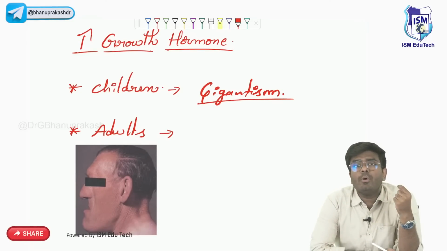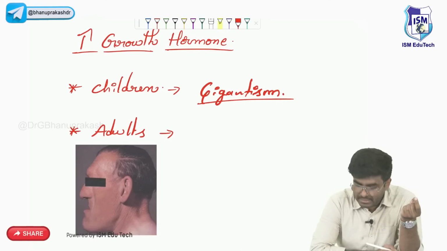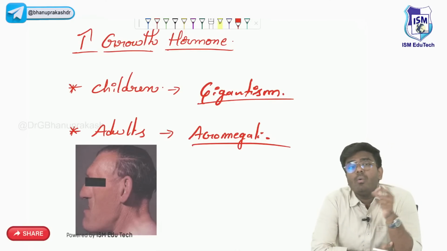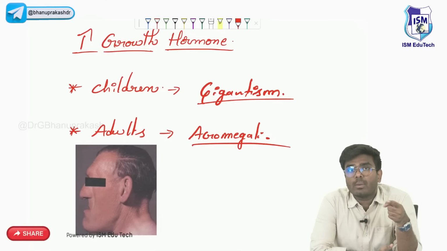Now, if there is an excessive amount of growth hormone in adults, the condition is called acromegaly. So what exactly is acromegaly? Excessive amount of growth hormone in adults.